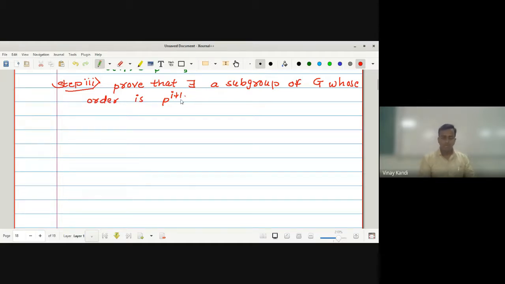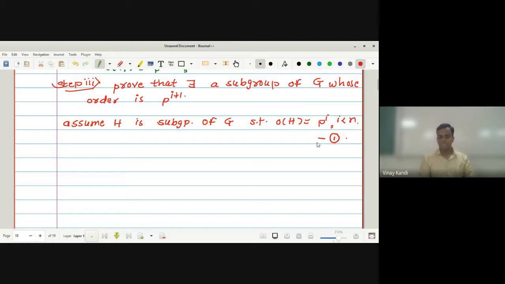Okay, now assume H is a subgroup of G such that the order of H is equal to p raised to i, where i is less than n. Okay, we assume the statement in step number 2. Give it as equation number 1.